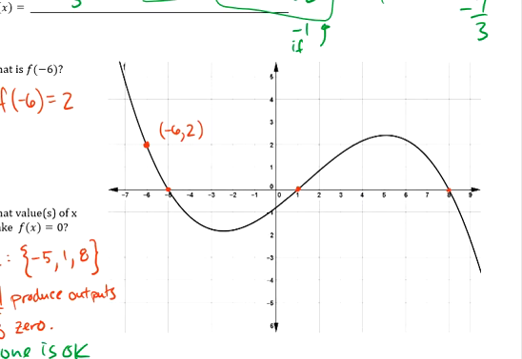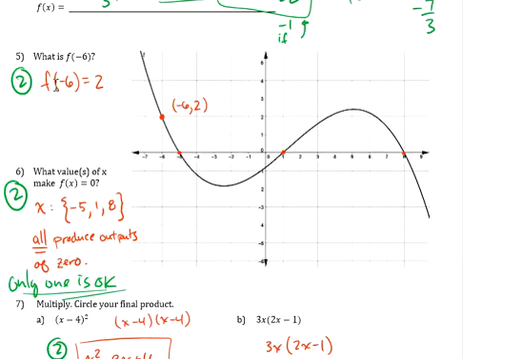Let's see. On this next question, let me see if I can maximize this. Whoops. That's better. So on this question, you're given a function.